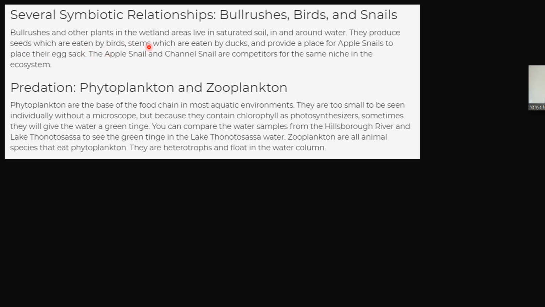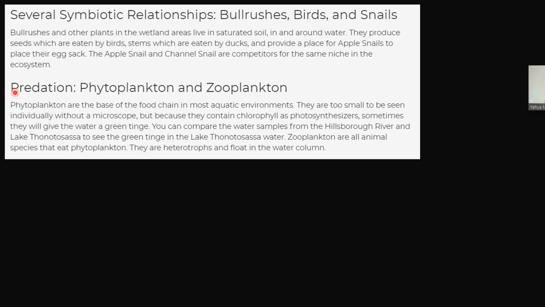So some of these things could harm the bulrushes, like if you eat them and destroy the plant. Other things, like apple snails putting their eggs next to the plant, probably don't matter to the plant one way or the other. So with this one plant, there are all different kinds of relationships going on. Some beneficial to both, some harmful to one, some that don't matter. So in the real world, it's very, very complex.